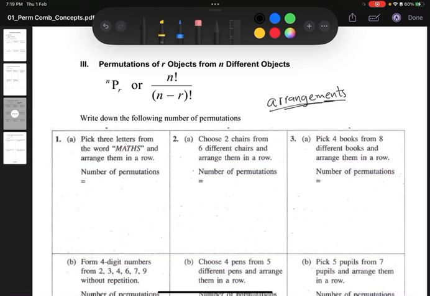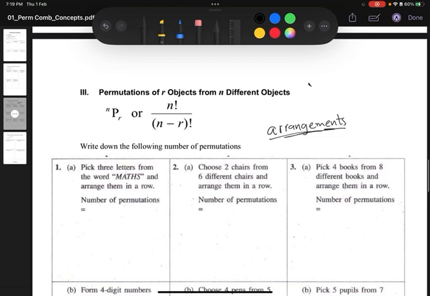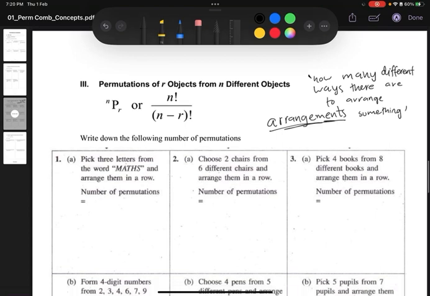So how many different ways there are, just write it down. How many different ways there are to arrange something, right? So that could be anything. That could be the position of numbers, letters, or paintings, books, anything. So let's look at what we have on the left side of the screen.